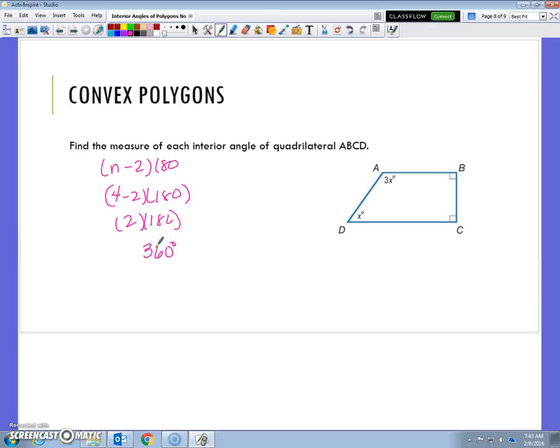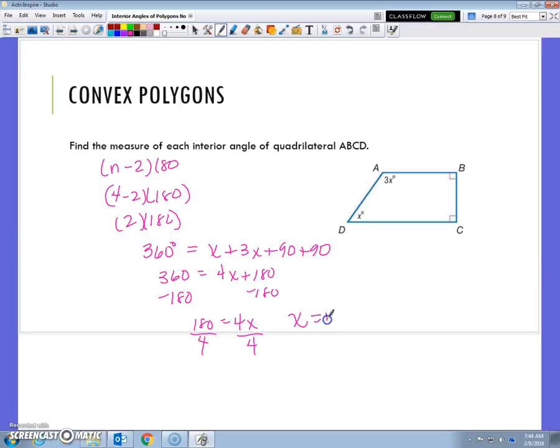All right, now we know that all of these angles together must add up to 360 degrees, so I should be able to solve for x now. I know that x plus 3x plus 90 plus 90 must equal 360. So I just have an equation to solve. At the end of the day, it looks like x is going to equal 45 degrees. So that tells me that this angle is 45 degrees and this one is 135. So I found each measure of the quadrilateral ABCD.